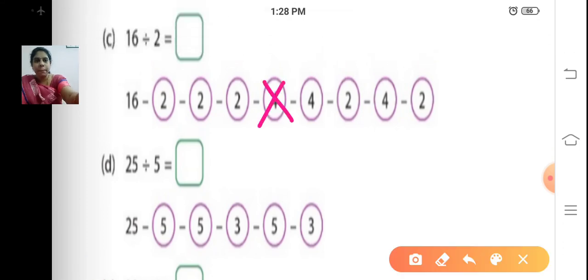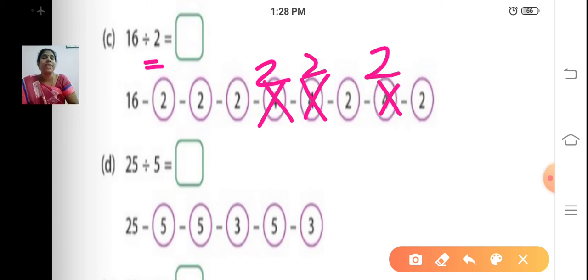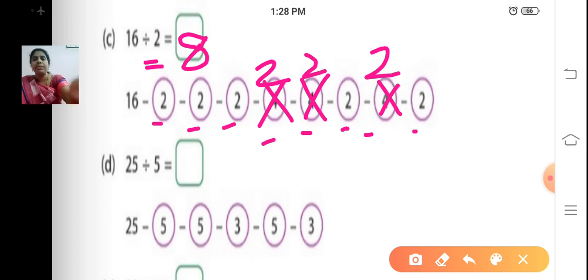So you are going to subtract 2 only. 16 minus 2. So wherever 4 is there, you have to replace it by 2. Now how many times have they subtracted 2? Count and tell me. 1 time, 2, 3, 4, 5, 6, 7, 8 times. So the answer is, when you divide 16 divided by 2, the answer is 8. So you have to count how many times they have subtracted 2 from 16.